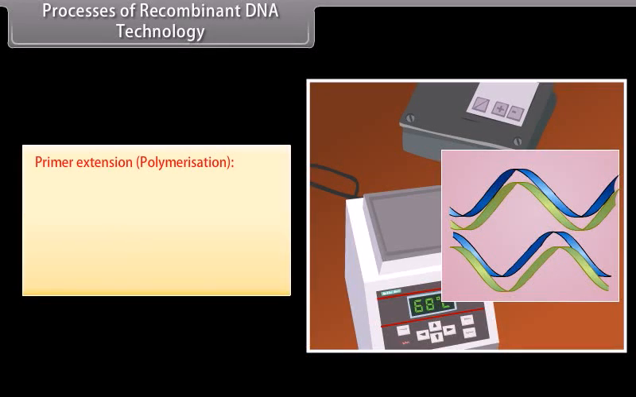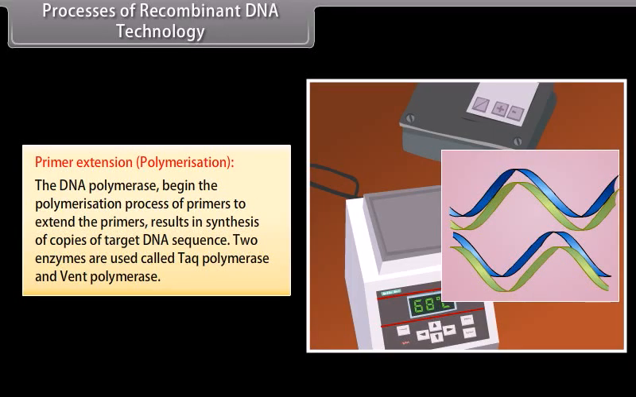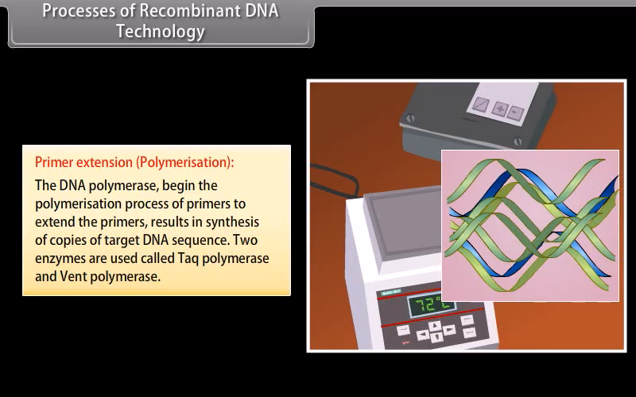Primer extension, polymerization. The DNA polymerase begins the polymerization process of primers to extend the primers, resulting in synthesis of copies of target DNA sequence. Two enzymes are used called Taq polymerase and Vent polymerase. Processes of recombinant DNA technology.